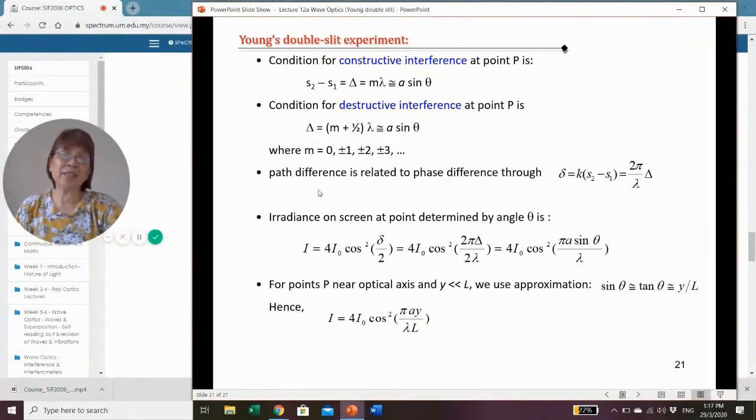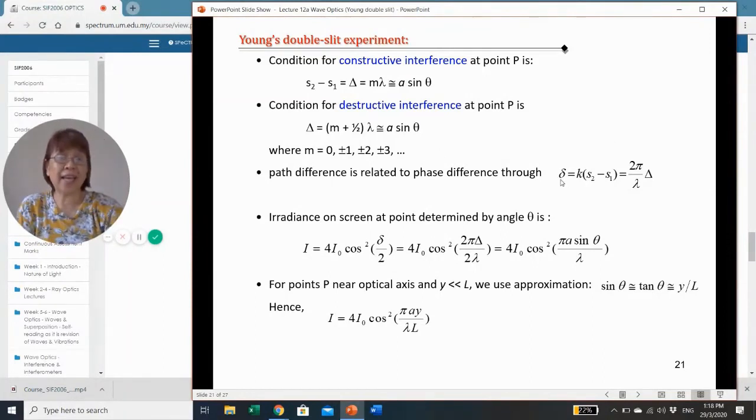Now the path difference can be related to the phase difference. When the path difference is divided by lambda, that will be equal to the phase, right? And 1 lambda is equivalent to 2 pi.